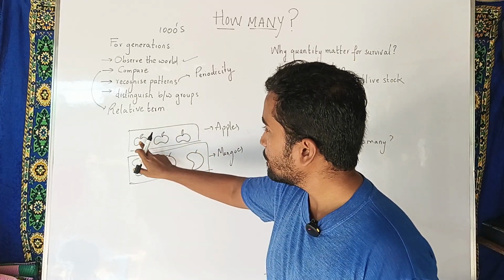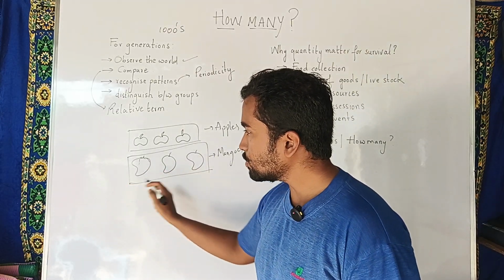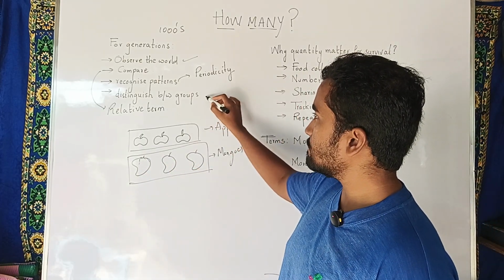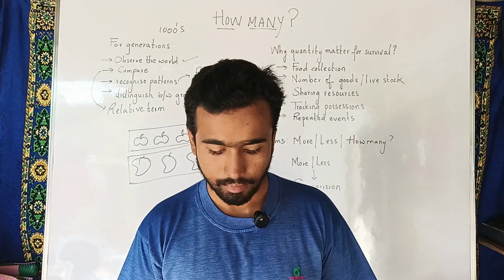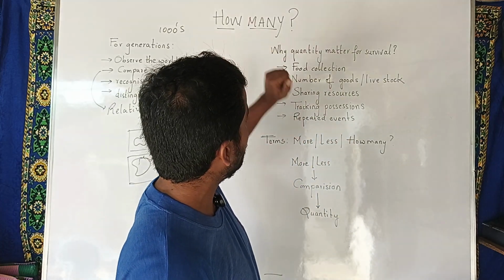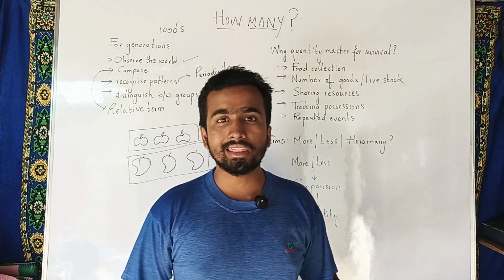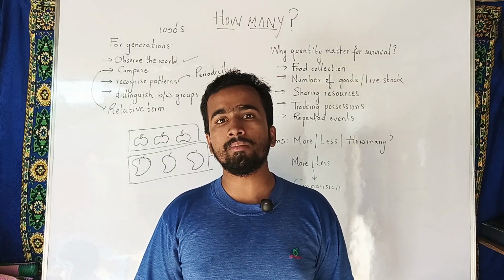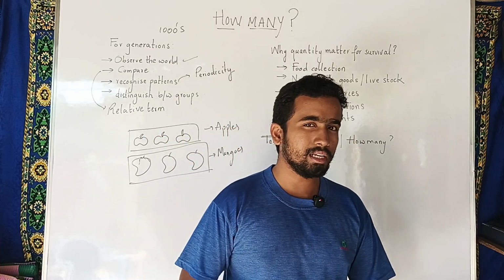A single group with the same objects, which are apples, and another group with the same type of objects, which are mangoes. This is what distinguishing between groups means. Now, hope you have observed the heading here: how many. This single question was the strong foundation that made people feel the necessity to introduce their own system of representing quantity.